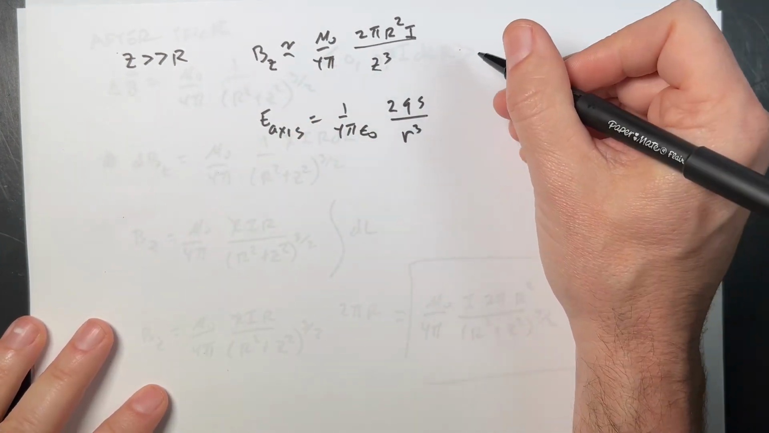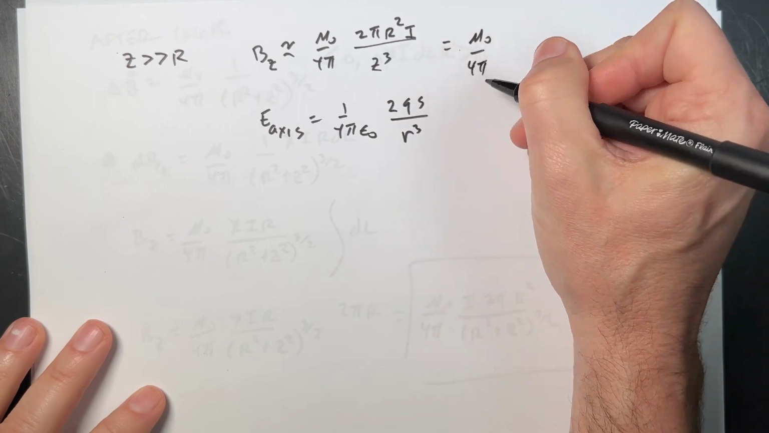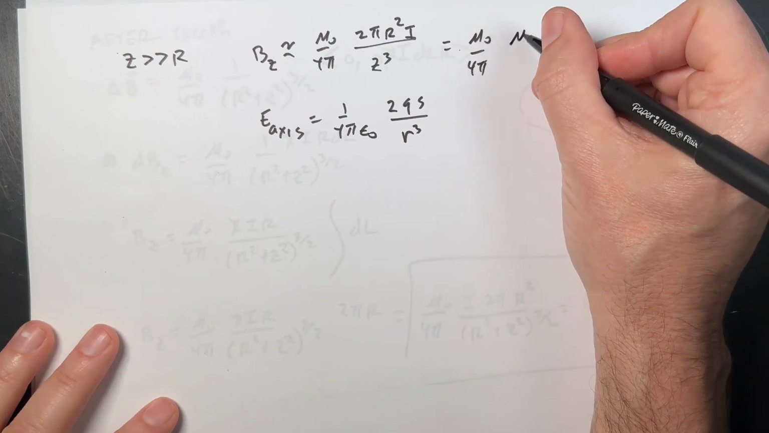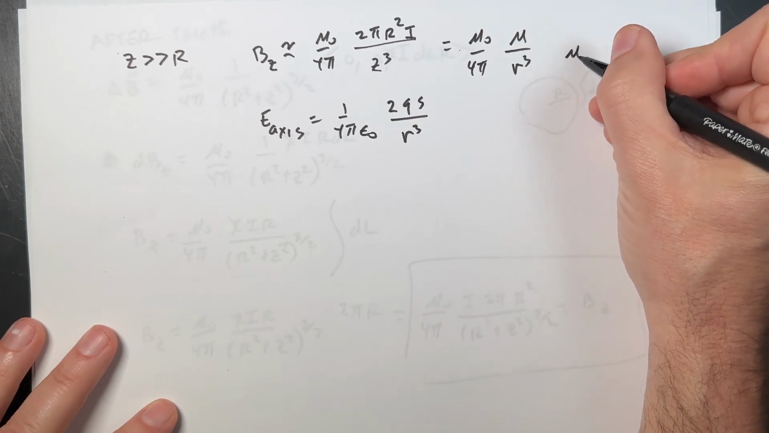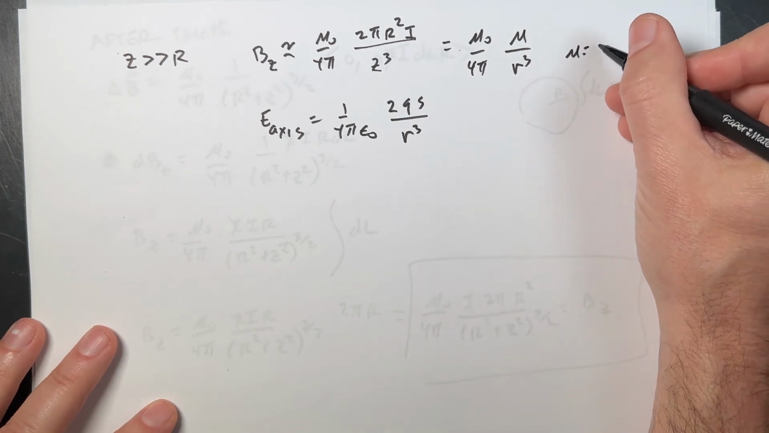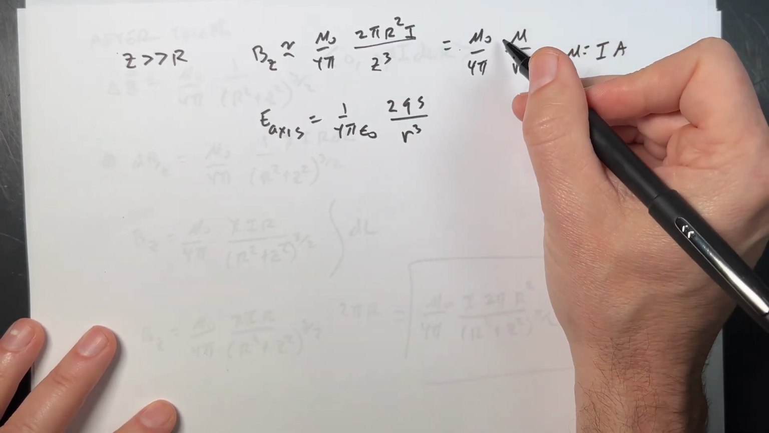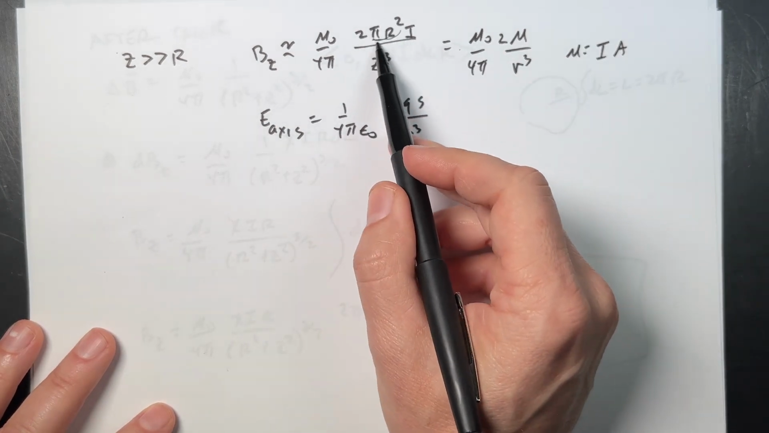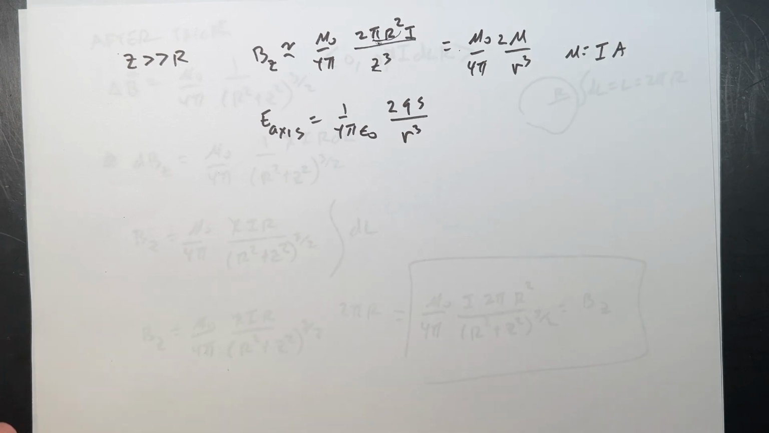So we can write this as mu naught over 4 pi, 2 mu over r cubed, where mu is equal to I times A. That's the area of the circle, pi r squared, times I. Okay, so that took a while.